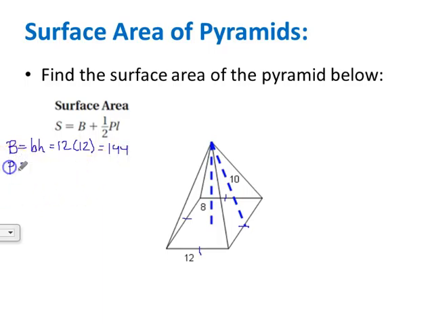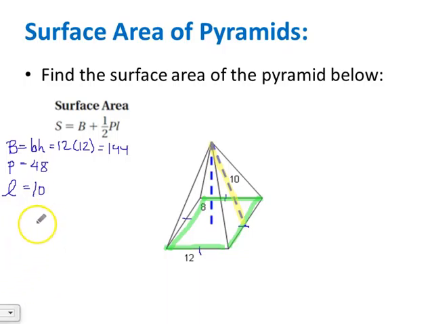Our capital P is the perimeter of the base. So 12 plus 12 plus 12 plus 12 is going to give us 48 as the perimeter of the base. And then we need the slant length. So remember the slant length, which one would it be for the slant length? It's the one that goes along the outside of our triangular lateral face. So it's going to be 10, not 8. So we've got all those identified.